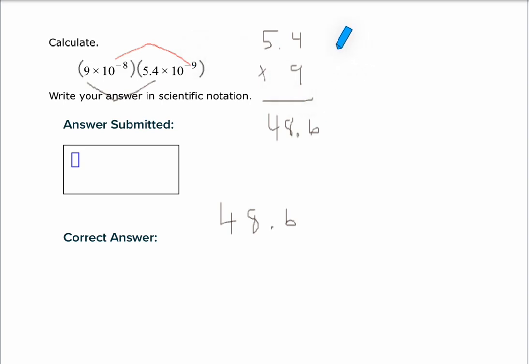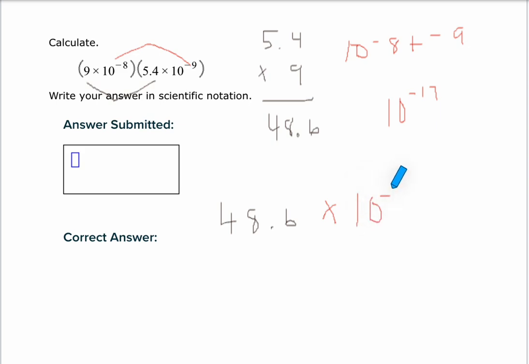Now we know that when we're multiplying exponents, we add the exponents. So we have a 10 to the negative 8 plus a negative 9. So that's going to give us 10. Negative 8 plus a negative 9 is a negative 17. I'm going to bring that down. 10 to the negative 17.